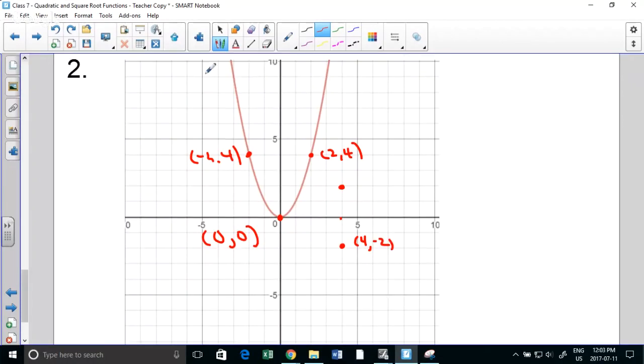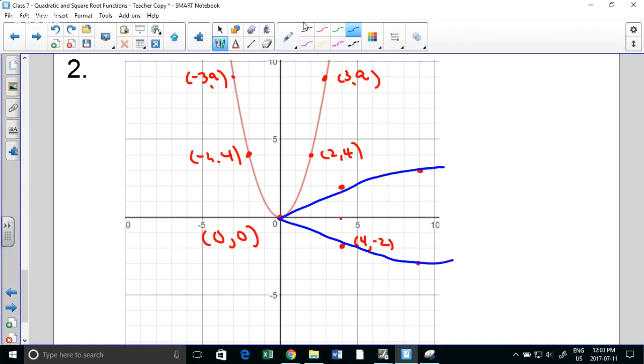I also have 3 and 9. And I have -3 and 9. So those both go on as well. So I have 9 and 3 and 9 and -3. So I sketch this through as best you can.